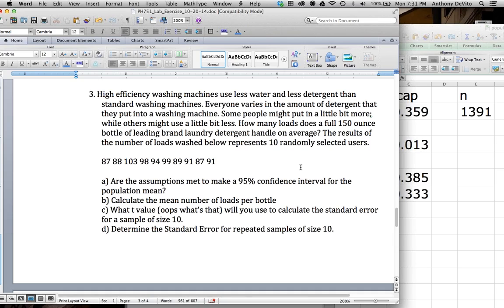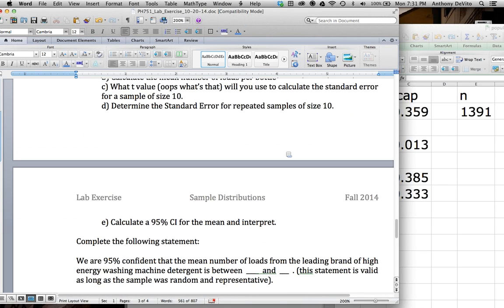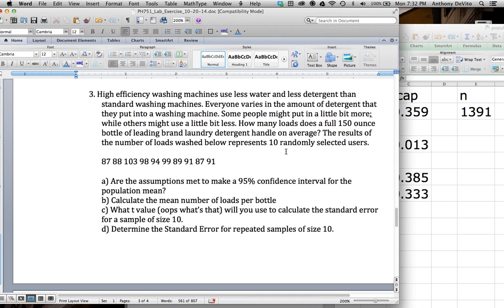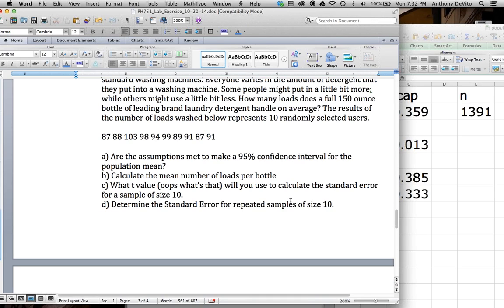Okay, high efficiency washing machines use less water and less detergent than standard washing machines. Everyone varies the amount of detergent they put in. I don't know why I did two detergent things here. I must have been doing the laundry or something. Interesting, but at any rate, I didn't realize I had done that. Everyone varies in the amount of detergent they put in washing machines. Some people put a little in, others use more.